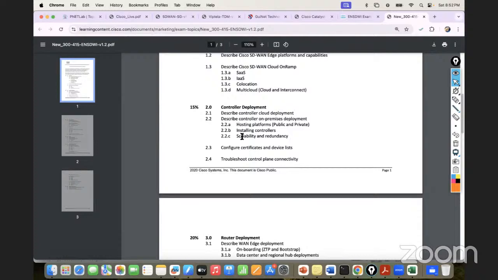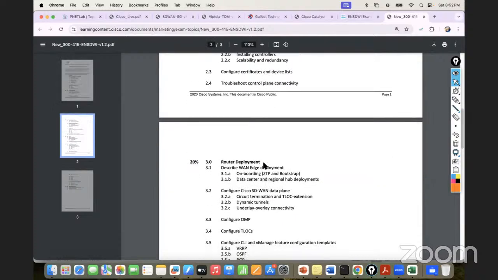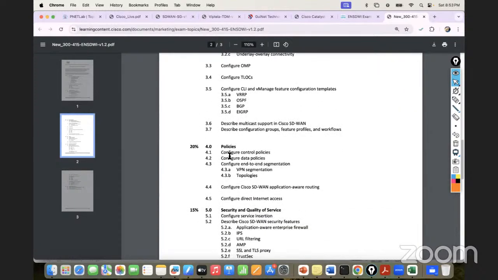So I'll make sure how the device template and feature template are going to work, how the CLI template is going to work, that all is going to be covered. And then policies: centralized policy, configure data policies, configure end-to-end segmentation, VPN segmentation, topology, configure SD-WAN application aware routing, configure direct internet access. So everything is available.